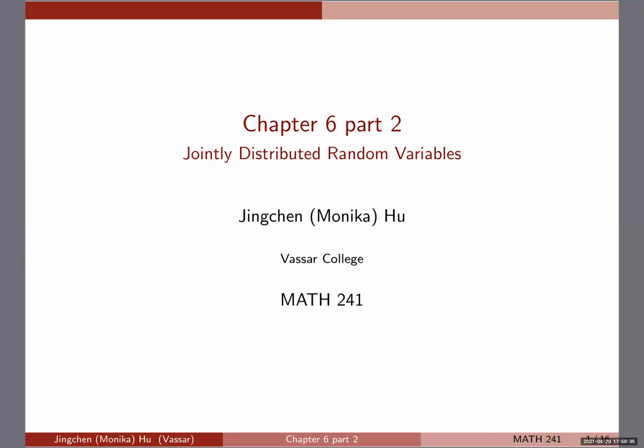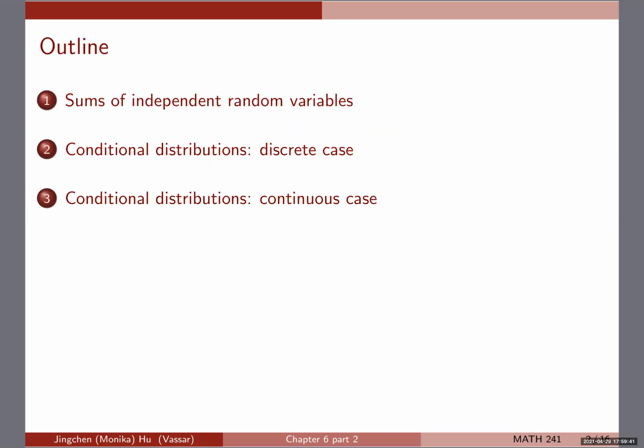Welcome to part 2 of chapter 6. Okay, we're going to continue our discussion about jointly distributed random variables. But then in this case, we're going to delve into a little bit more about, well, if I have multiple independent random variables, how can I work out their sum? Okay, and also we're going to look at the conditional distributions for the discrete and continuous case.